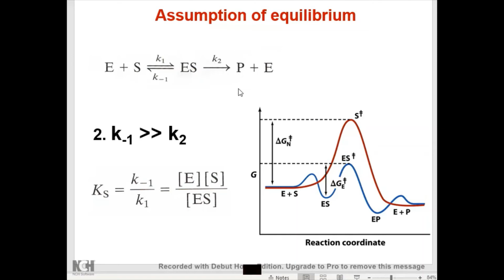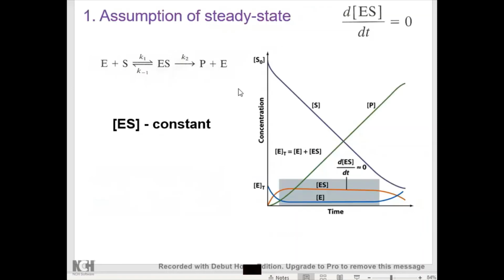However, this assumption is not always applied, and it's not actually needed to solve the system, and that's why we skip it and move to our first assumption that we use, the assumption of steady state. In this assumption, we state the concentration of ES does not change, it is constant. And if it doesn't change over time, then this expression equals 0.